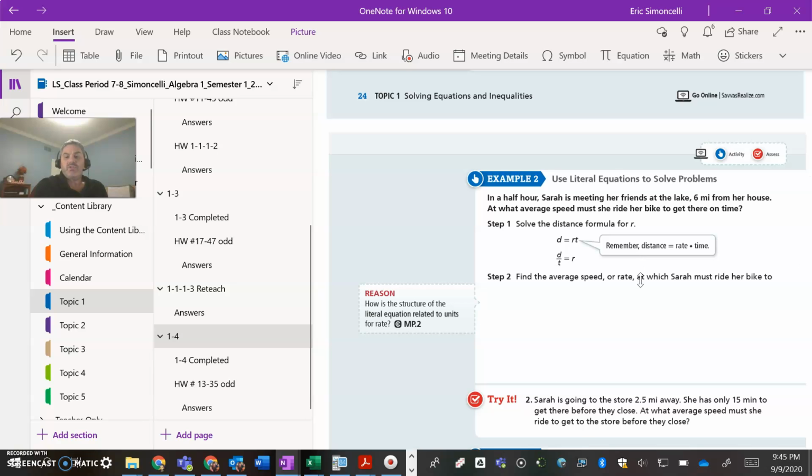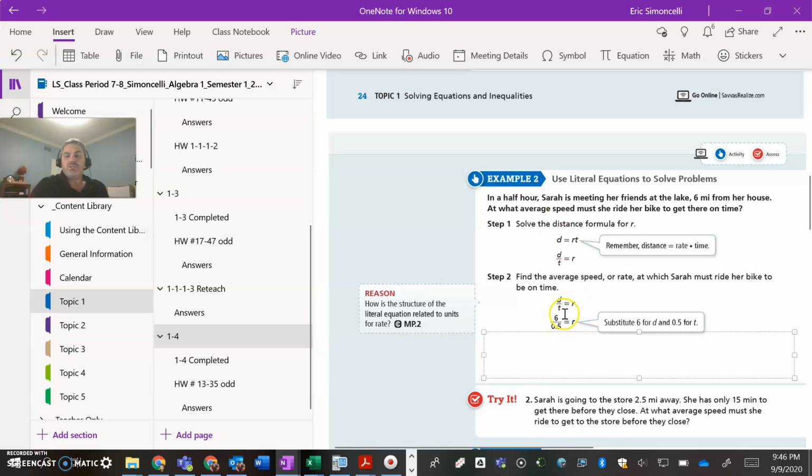Step 2, find the average speed or rate at which Sarah must ride her bike to be on time. So again, using this equation, d over t equals r, knowing the distance, and again, reading the problem up above, we do know the distance to be 6 miles, and we know the t value, of course, 0.5. I do want to highlight that the half hour increment, we're going to use as a relation to hours. It's obviously 0.5. Half hour is 0.5 of an hour, or half of an hour.